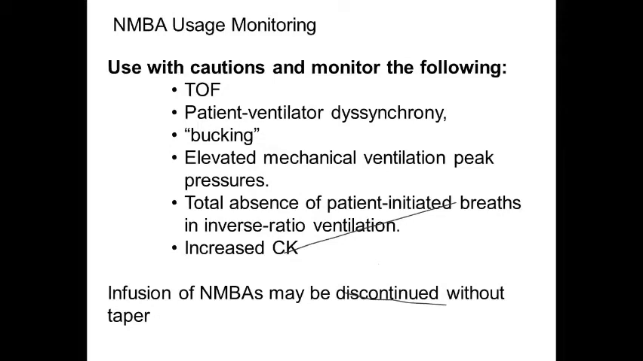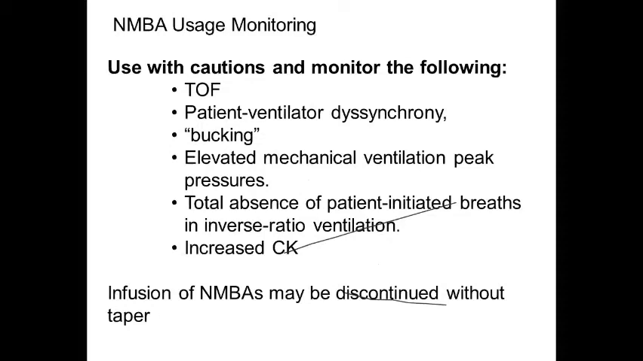Monitor the patient clinically, look at whether there is any dyssynchrony between the patient and the ventilator, whether the patient is intubated or not, and look at the train of 4 as well. You could use both. And make sure you measure CK every day. Why do we measure CK in patients on the neuromuscular weakening agent? Myositis. Great. Now, if you want to stop the NMBA, you could just stop it without tapering, but be careful.